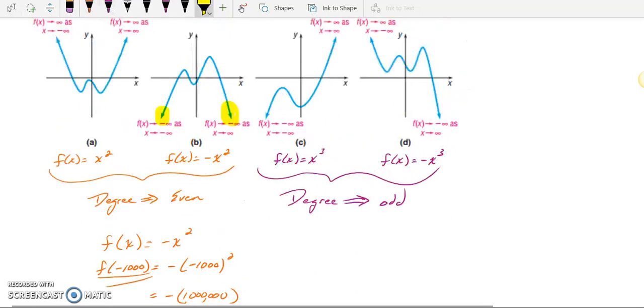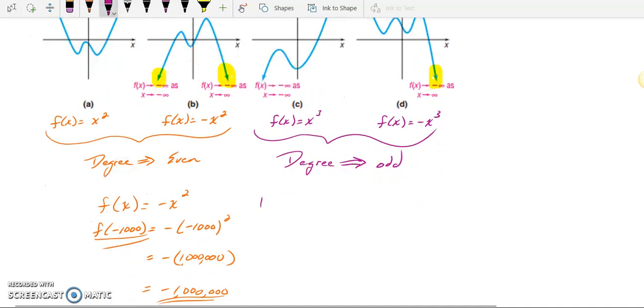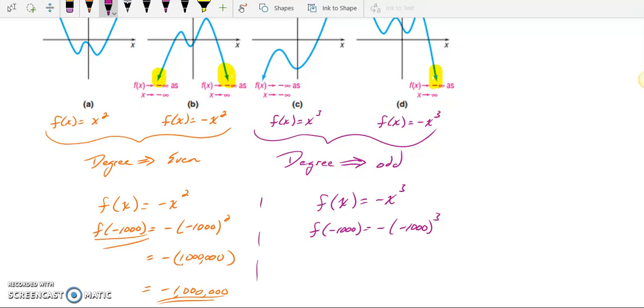Let's move on to this function over here, f of x equals x cubed, and let's just test this one out and see what happens. If I have f of x equals negative x cubed, I see that the leading coefficient is negative. When I put in negative 1,000, I'm going to be taking the opposite of negative 1,000 cubed. And so that gives me the opposite of negative 1 times 10 to the 9th, which happens to be a positive 1 times 10 to the 9th.